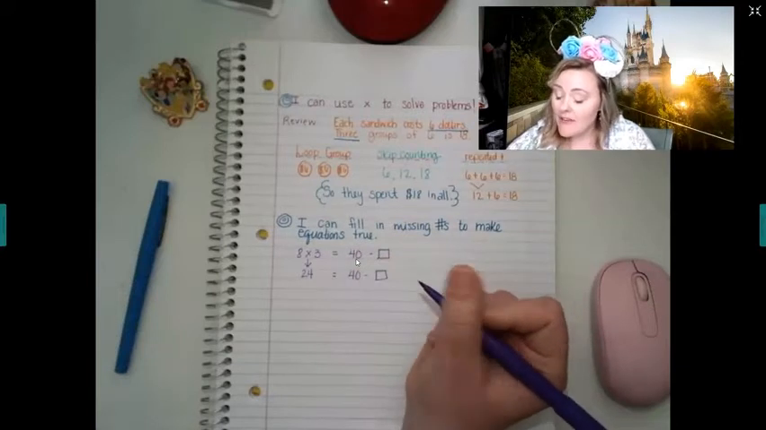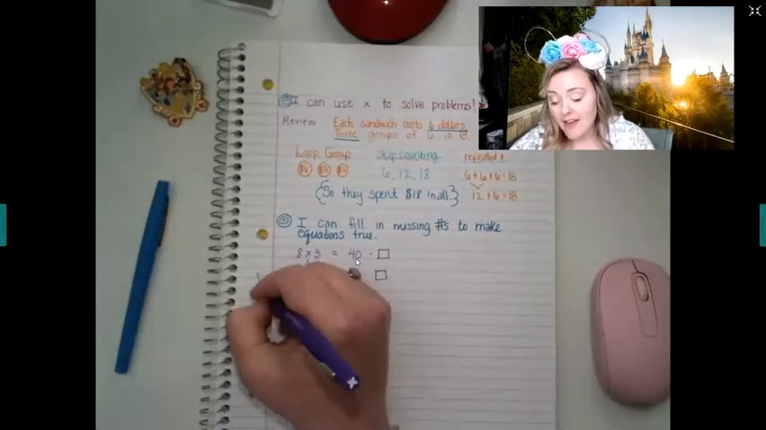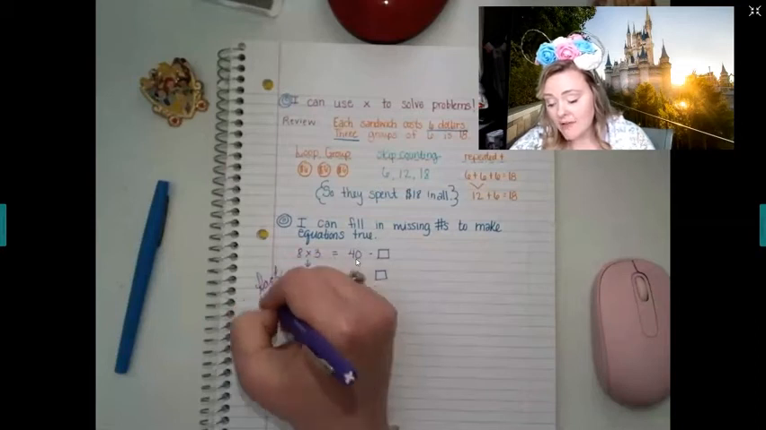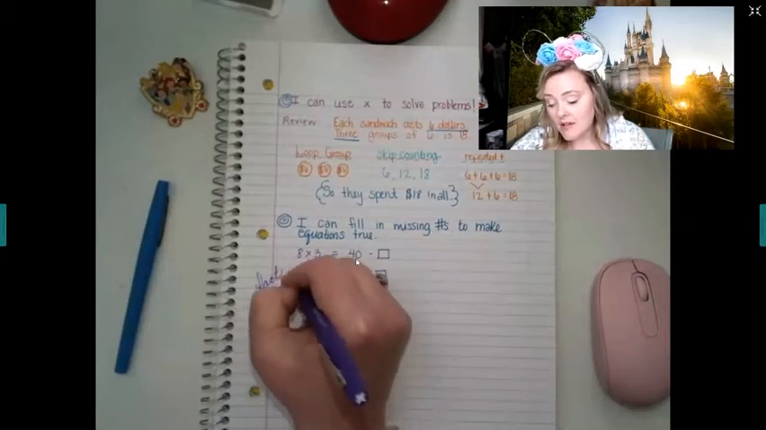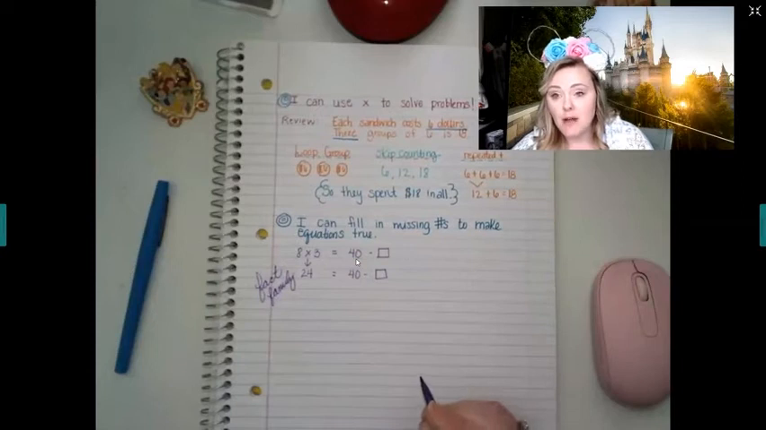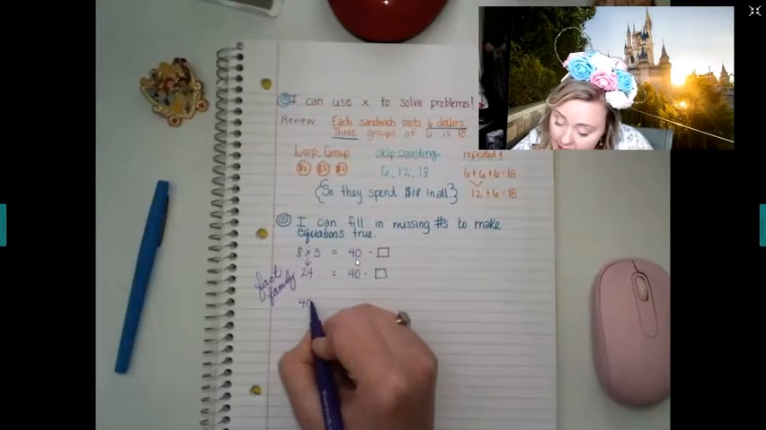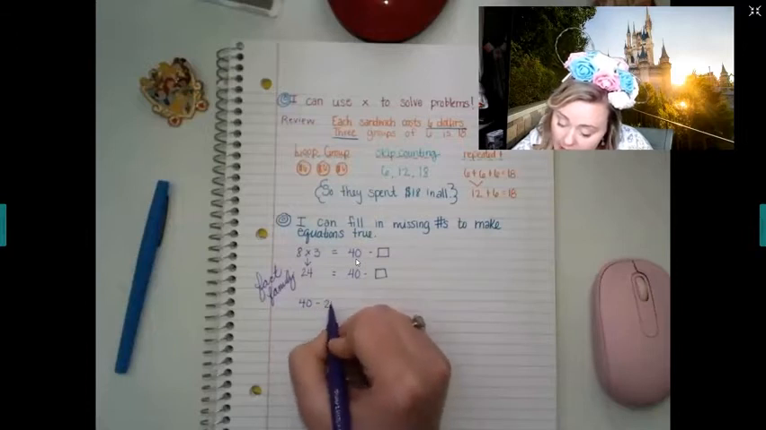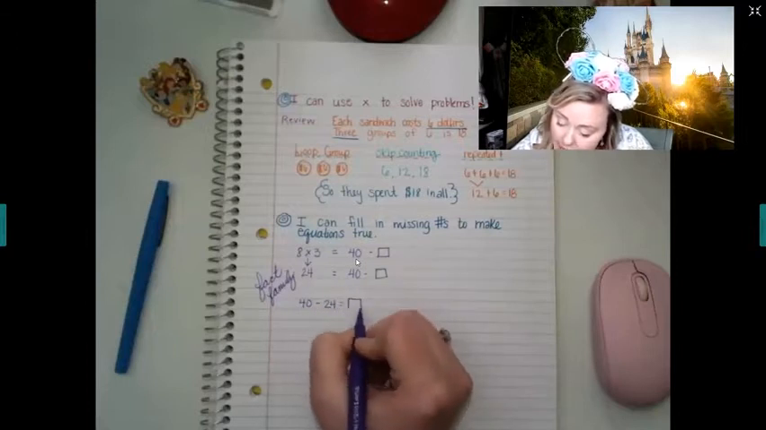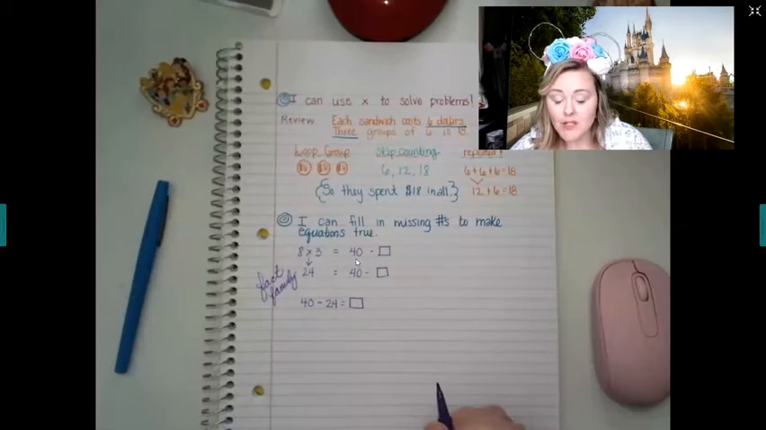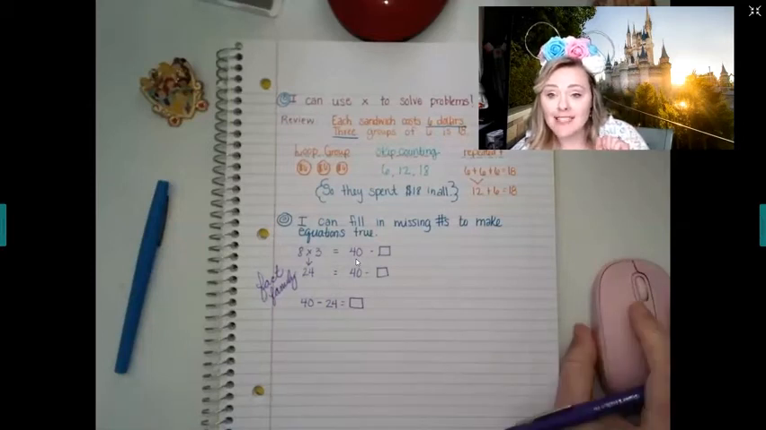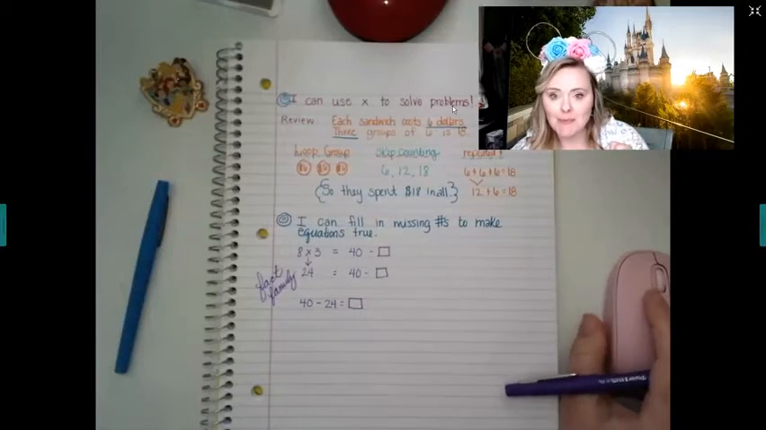And so if I know something about my fact families, then I will be able to solve for this problem quickly. So I'm going to take 40 and I'm going to subtract 24, and that is going to give me the answer. So go ahead right now and pause your screen, and if you would, go ahead and solve for this problem.